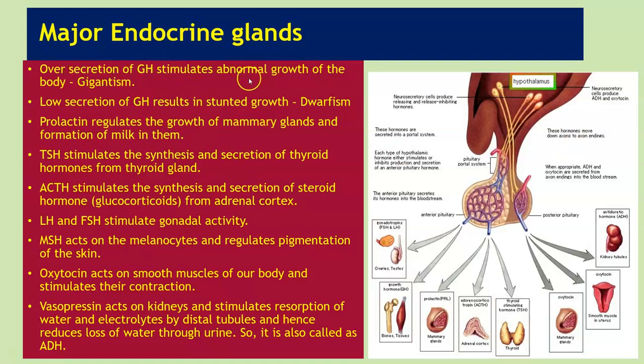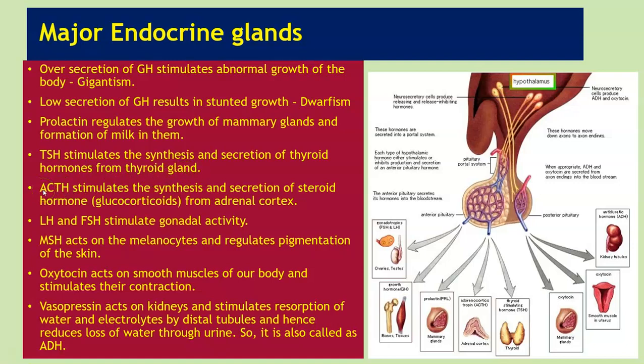Oversecretion of growth hormone stimulates abnormal growth of the body, for example, gigantism. Low secretion of growth hormone results in stunted growth called dwarfism. Prolactin regulates the growth of mammary glands and formation of milk in them. The thyroid stimulating hormone stimulates the synthesis and secretion of thyroid hormones from the thyroid gland.